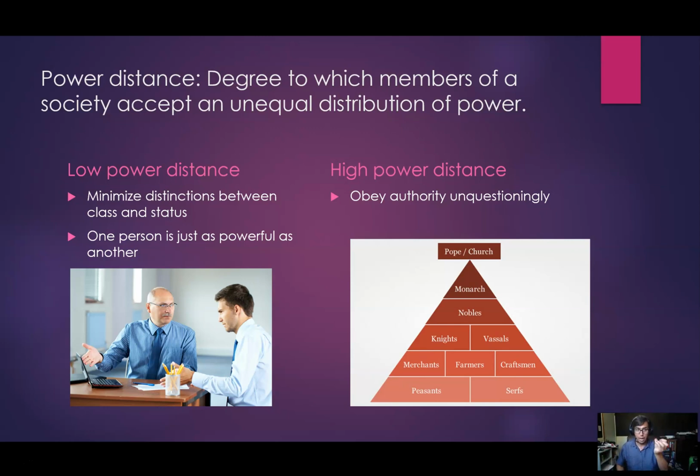Think too about your family culture. Do we obey the authority of the parent unquestioningly? Some cultures do. What about grandparents? That would be even further up. Whereas in individualistic cultures, there may not be that big power difference. So while power is always going to be stratified, there's always going to be power difference, the amount of power stratification, the amount that we accept it, that is different.